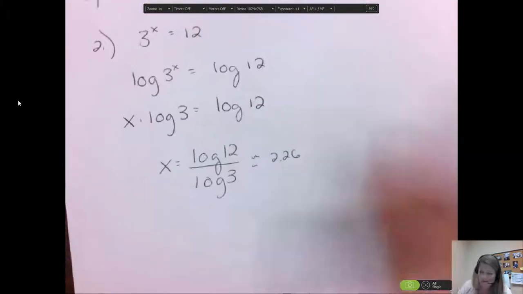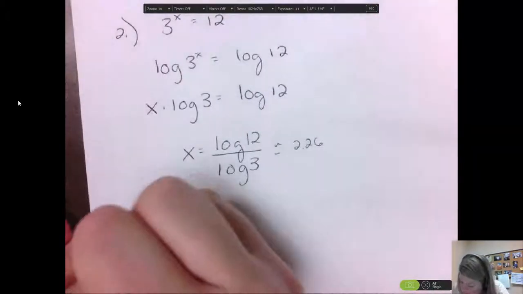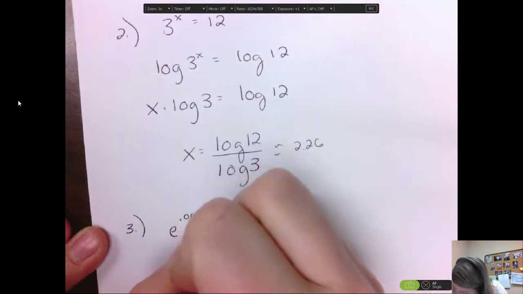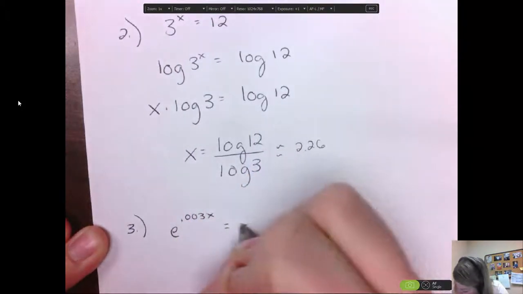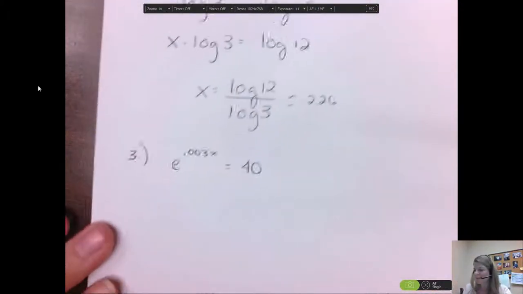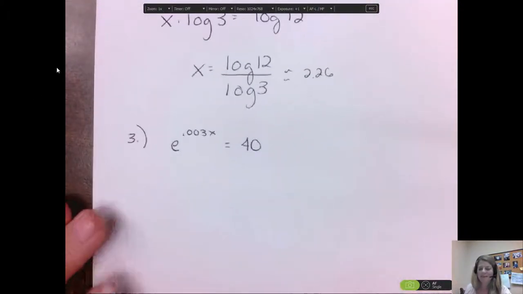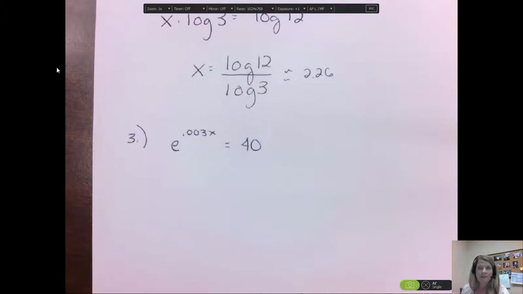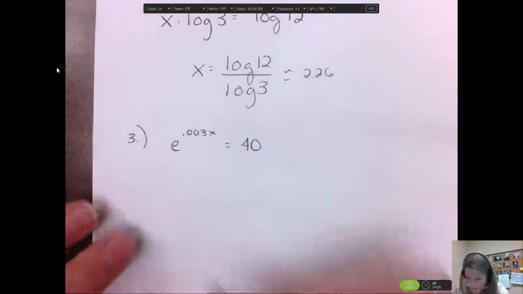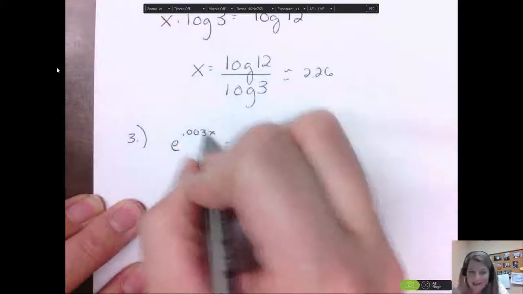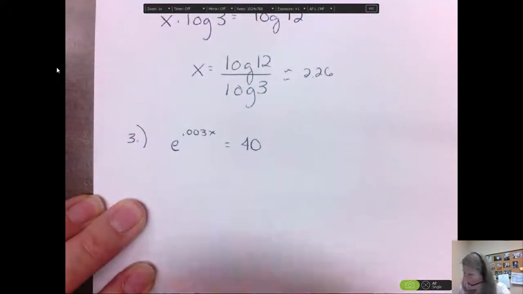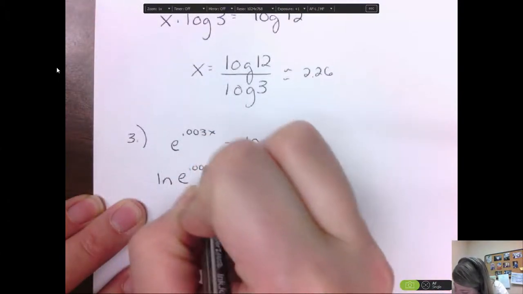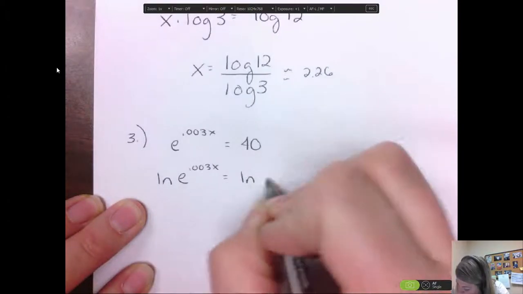Let's look at one that has an e because you have to use the natural log for these ones. What if it's e to the power of 0.003x is equal to 40. So what I want to do if I have an e involved is I don't want to use regular log. I use natural log. So I'm going to put in the natural log of both sides. Again, x is in the exponent, so I'm putting in logs to solve. So it's going to become natural log of e to the 0.003x equals natural log of 40.